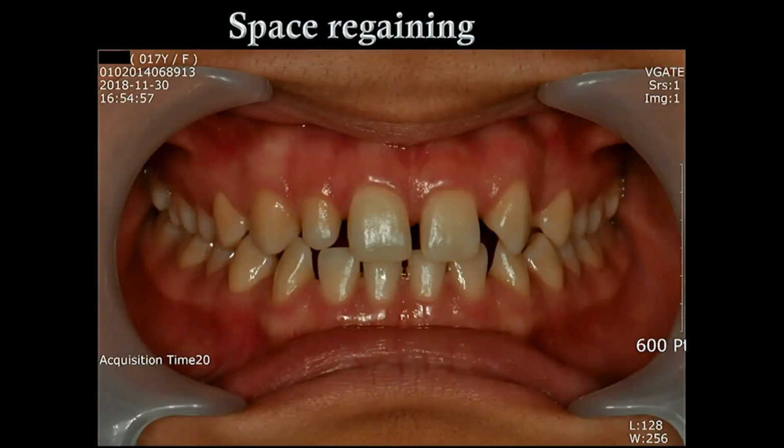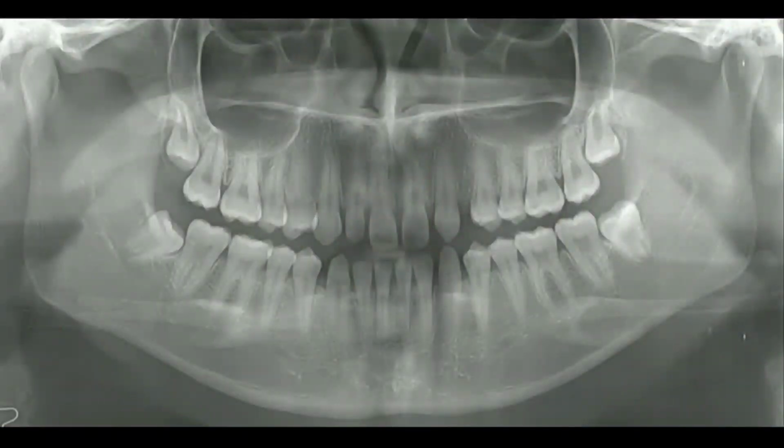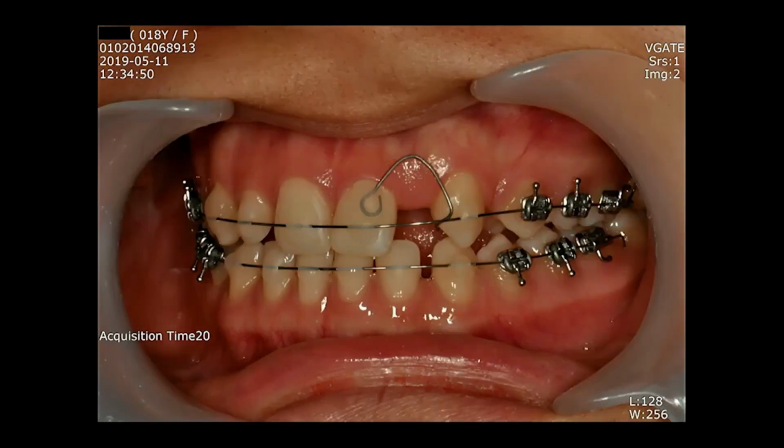This patient presents with generalized spacing, and the upper laterals are missing. Beta titanium wire was used to open up the space instead of an open coil spring. Technically, using an open coil spring in the bracket-free technique seems very difficult, and I have not even tried it. Replacing the flexible wire is not necessary because the arch form is not affected by this spring.